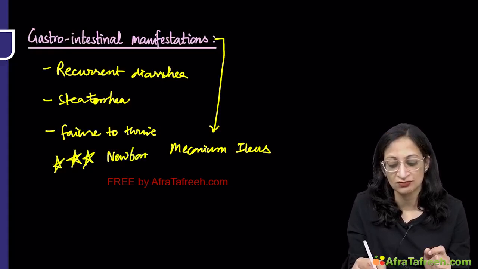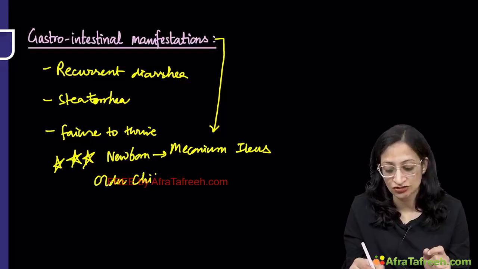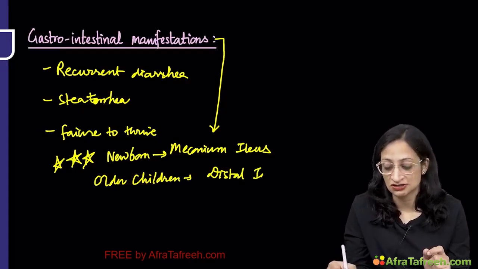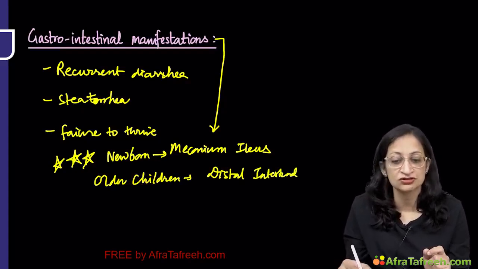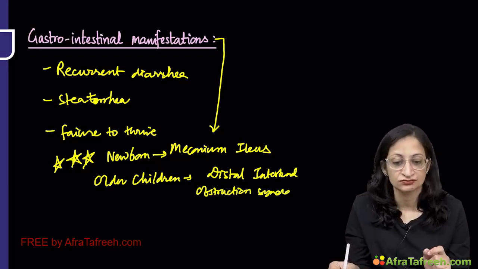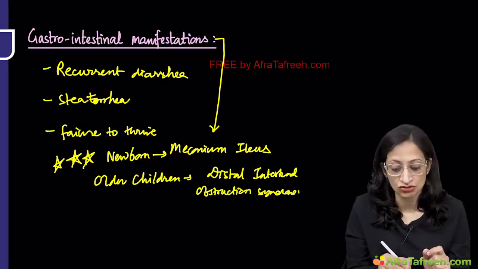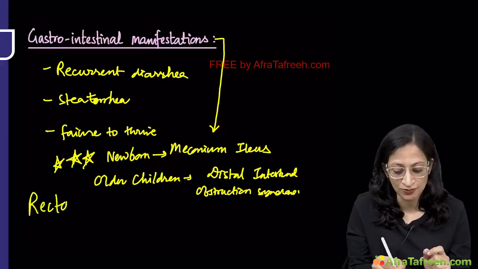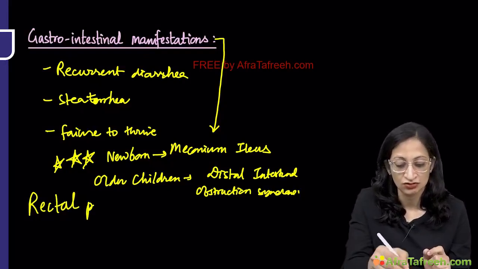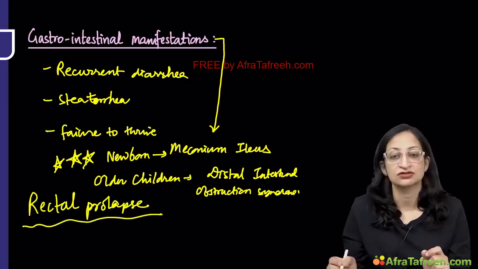In the newborn period, you can get meconium ileus, and older children have distal intestinal obstruction syndrome, DIOS, which might require surgery. Untreated patients of cystic fibrosis also have rectal prolapse. This was also one of the options in a true and false question about cystic fibrosis last year. So rectal prolapse is seen in untreated cases of cystic fibrosis.